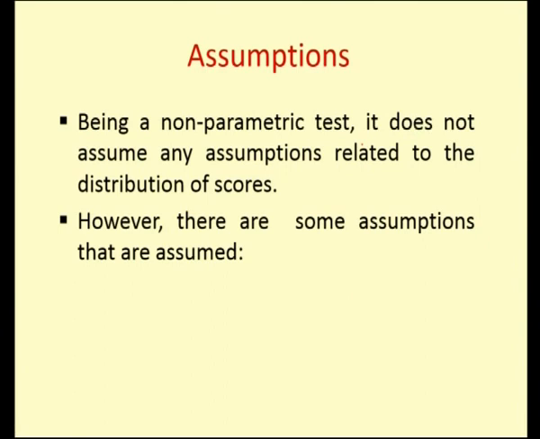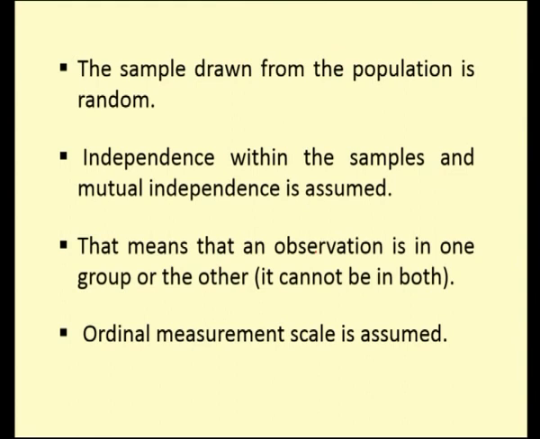Being a non-parametric test, it does not assume anything related to the distribution of the scores. However, there are certain assumptions. First, the samples drawn from the population are random. Second, independence within the samples and mutual independence is assumed. And third, an observation is in one group or the other; whatever value you have taken will be either in the first sample or the second sample, but not in both.